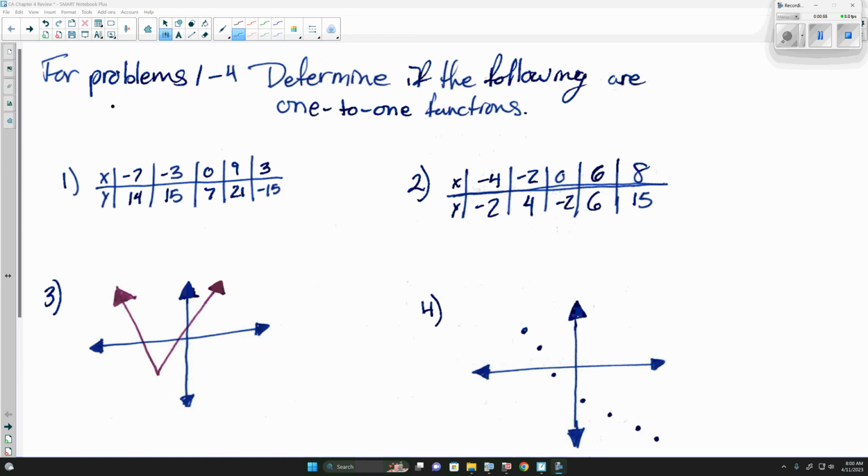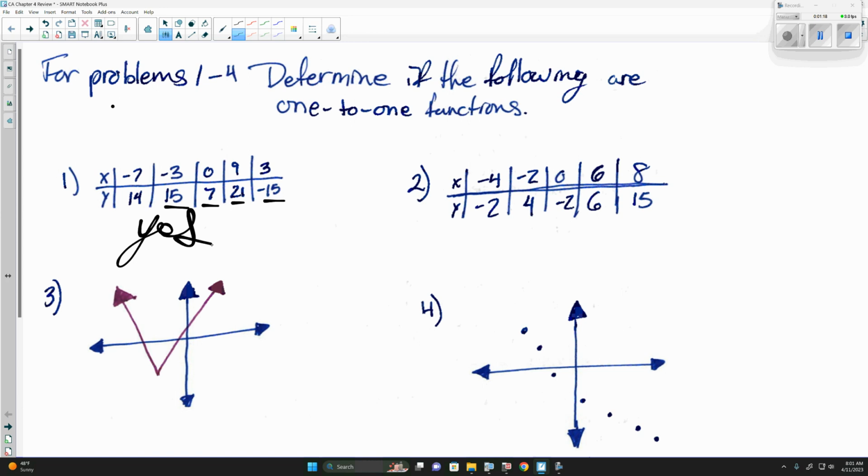So if we look at number 1, we can look at the x values. Now the x values are not repeated, so it is a function: -7, -3, 0, 9, 3. And if we look at the y values, 14, 15, 7, 21, -15. So this would be yes, because if none of the x values are repeated and none of the y values are repeated, it is one-to-one.